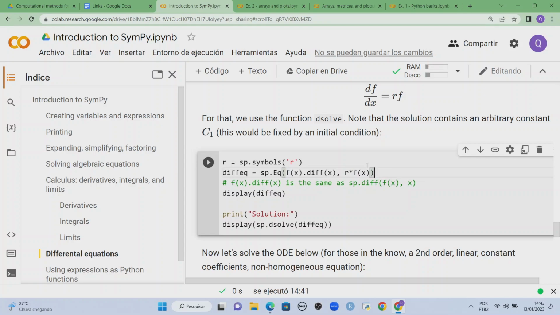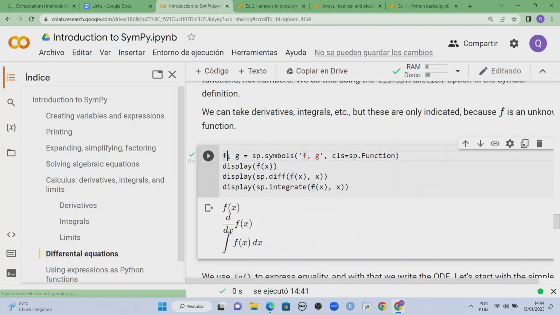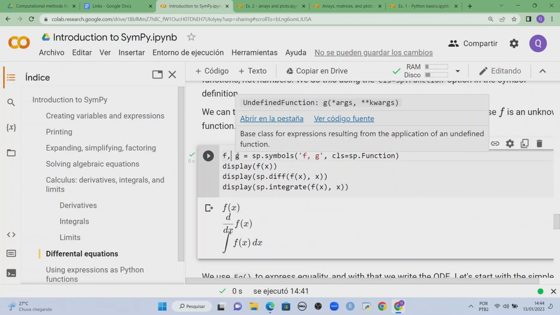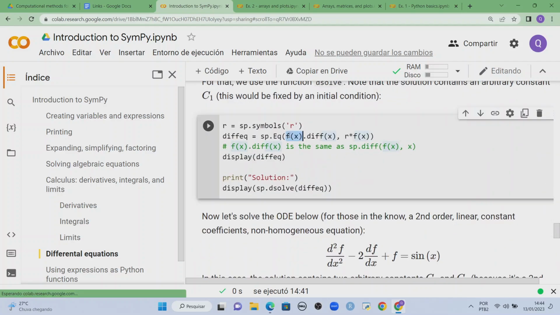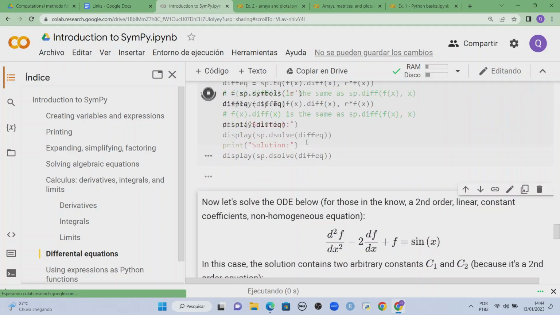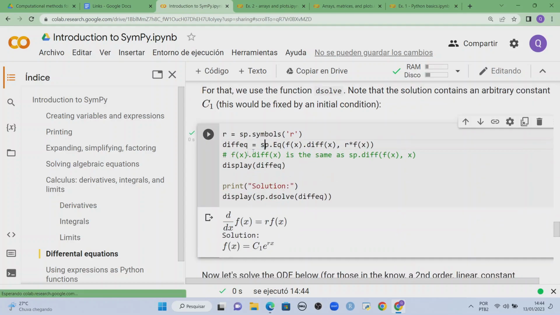One thing to remember here that is important is that you have to use this f of x all over, okay? You cannot just write f. I have to say f of x because when we defined f over here, we didn't even tell SymPy if f is a function of x or of y or of both x and y or what, okay? So whenever we use this, I have to tell it that f is a function of x. So I have to write the derivative of f of x, and here r times f of x, okay? Good? And when we do this, this equality I'm displaying here is our differential equation, okay?